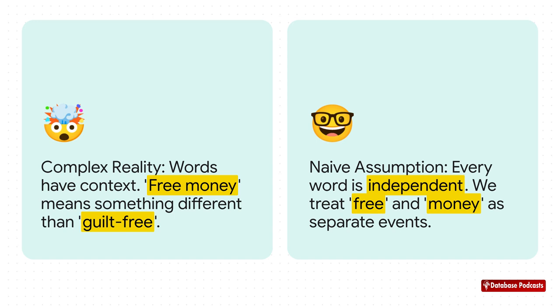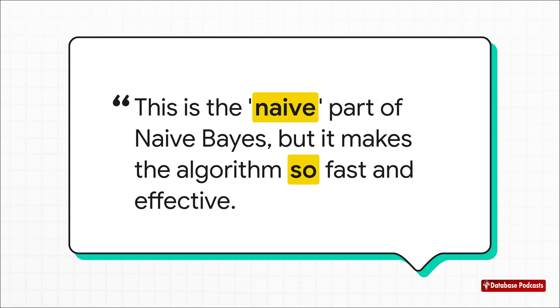Now, a little pro tip, multiplying lots of tiny fractions can cause issues for computers. So in the real world, what we actually do is add the logarithms of the probabilities. It's a clever math trick that gets you the same ranking, just much more reliably. And this is the main takeaway here. That assumption, it isn't a flaw. It's the whole reason this algorithm works so well in the real world.